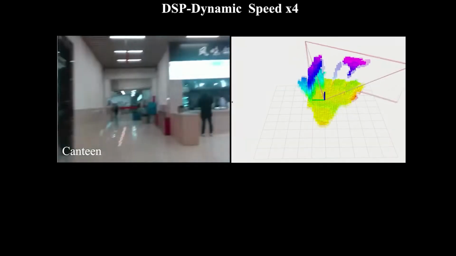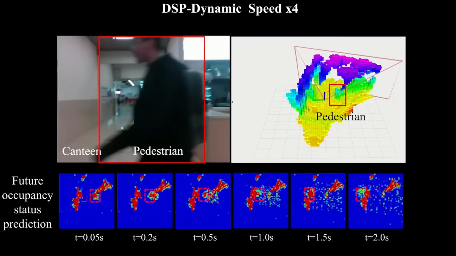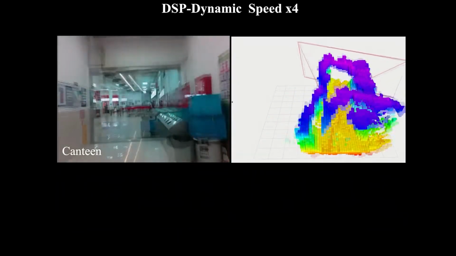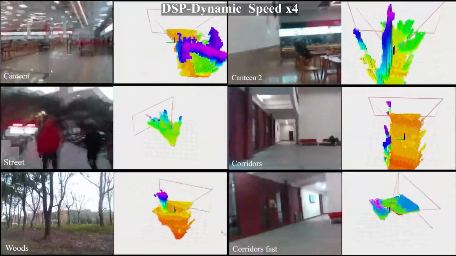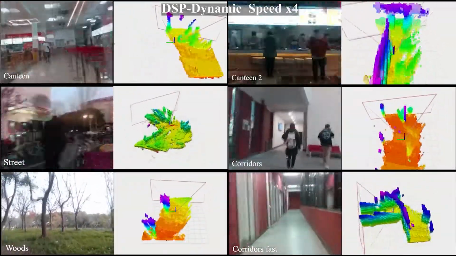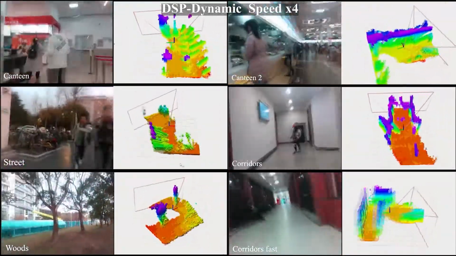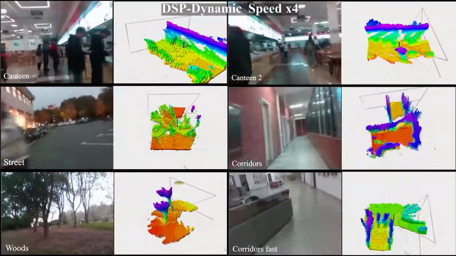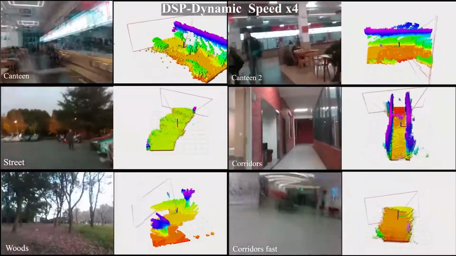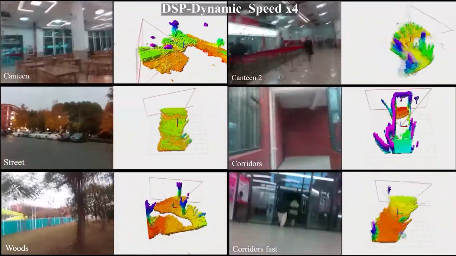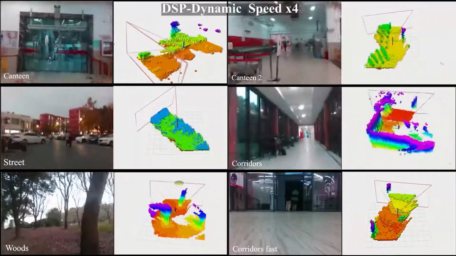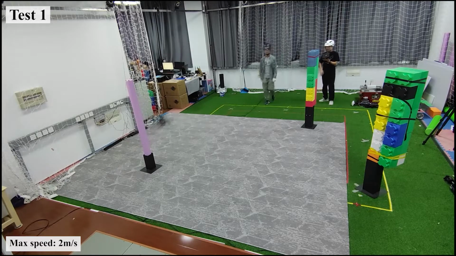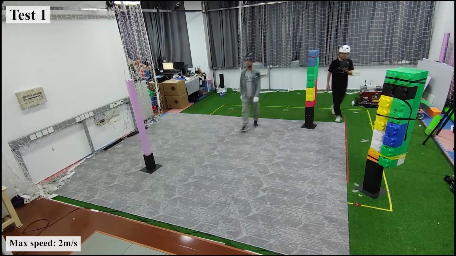Then we present the mapping result with DSP dynamic map in real world. Finally, we show some obstacle avoidance demos in dynamic environments with our DSP dynamic map.